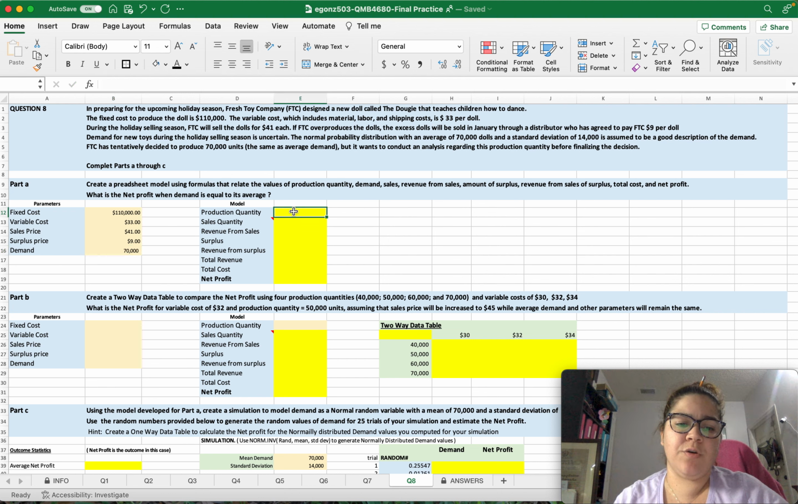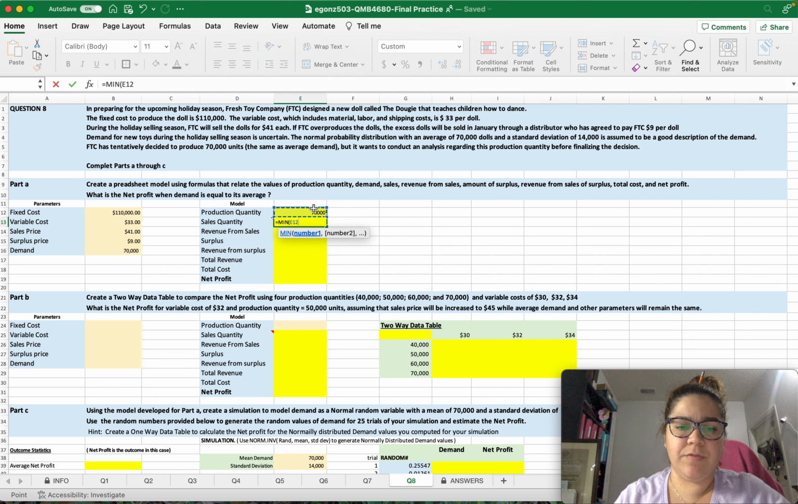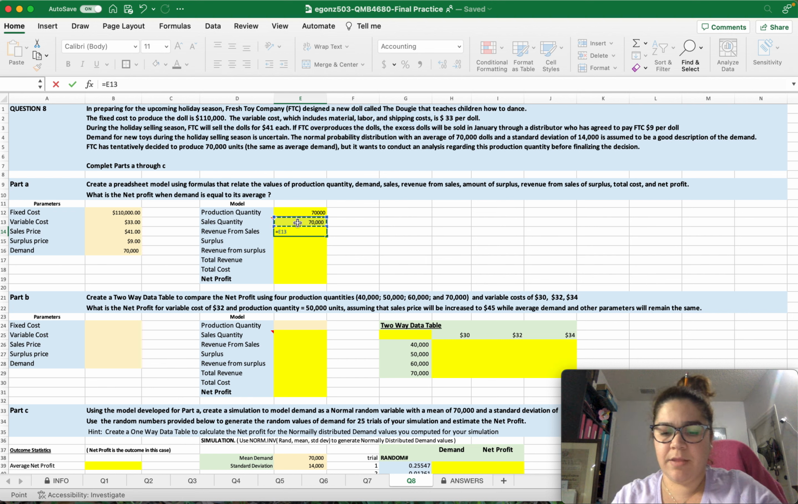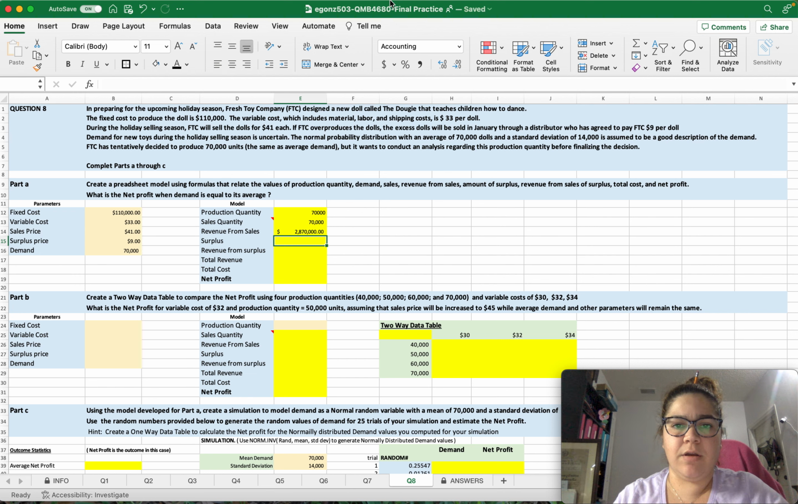It says here production quantity, right? So for my model, the last sentence says here FTC has decided to produce 70,000 units. So we're going to do 70,000. Now for the sales quantity, the professor said that is the lowest between the production and the demand. So we're going to use the function minimum, the minimum of this one and this one right here. Okay. Revenue from sales is going to be whatever we sell, the quantity that we sell times the sales price. So it's going to go there.